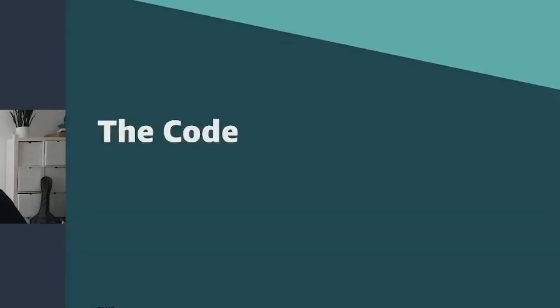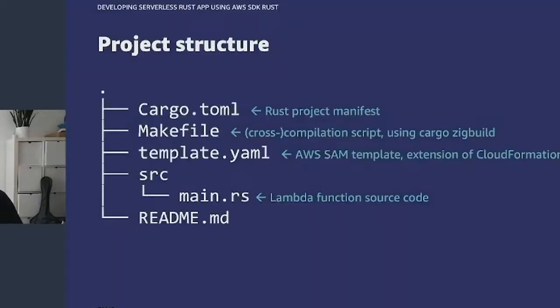Okay, so enough for the tooling. We will take a look at some example code. What you get from the template is this kind of folder structure. On top, you have the cargo.toml file because it's a Rust project, right? You have the makefile. The makefile uses cargo lambda to build your code. If you are doing cross compilation, it will also use cargo zigbuild.